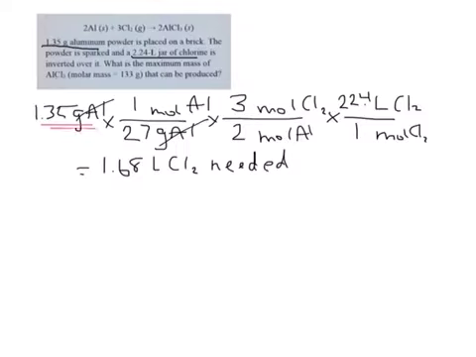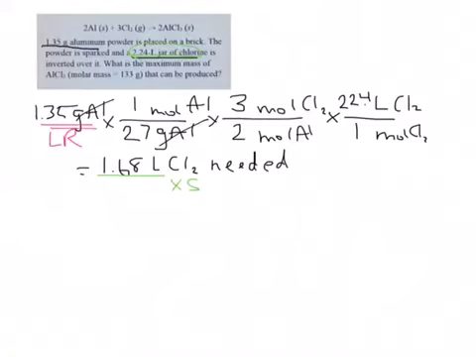Alright, so the question is, do I have enough or do I have excess? And if we compare 1.68 liters to 2.24 liters, it's clear that we have too much chlorine. Chlorine is our excess, which means aluminum is our limiting reactant, just like we discovered using method 1.